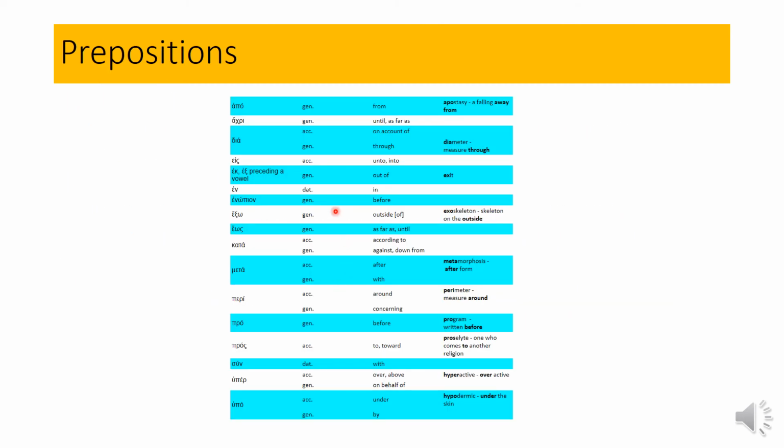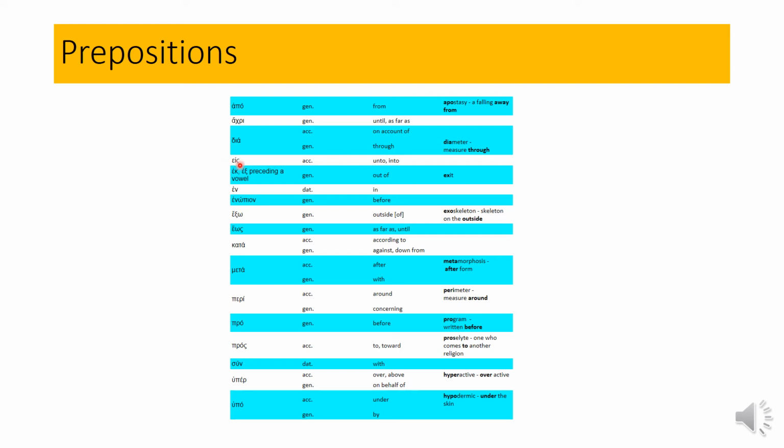Here is another chart that may help to understand how prepositions are used in Greek. The preposition apo will be used with the genitive case only and be translated from, or away from. The preposition achri in Greek will be used with a genitive and it will be translated until or as far as. The preposition dia can be used with the accusative or the genitive case. If it's used with the accusative case, it will be translated on account of. If it's used with the genitive case, it will be translated through.